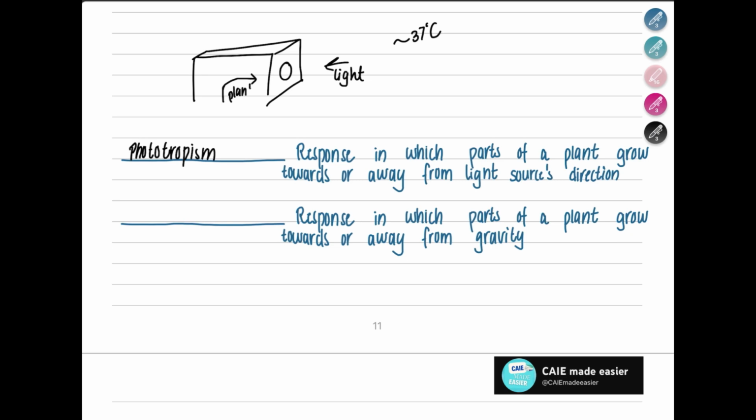That is called phototropism. And then second, a response in which parts of a plant grow towards or away from gravity is called gravitropism. So for example, if the plant is growing in this direction, this is our plant, and we rotate the plant like this, it's going to grow like this. So that's gravitropism. So this is going away from gravity.